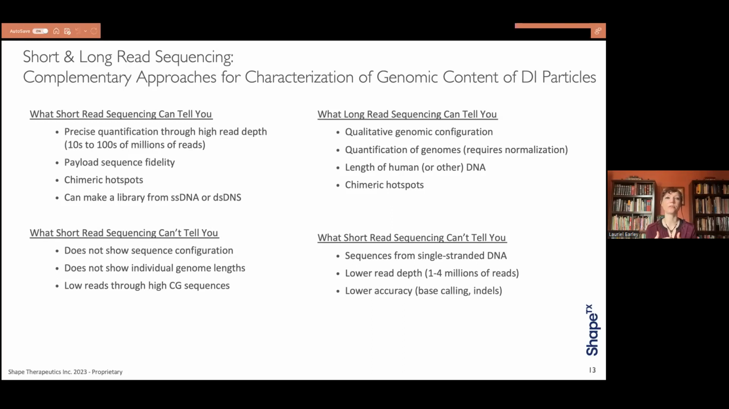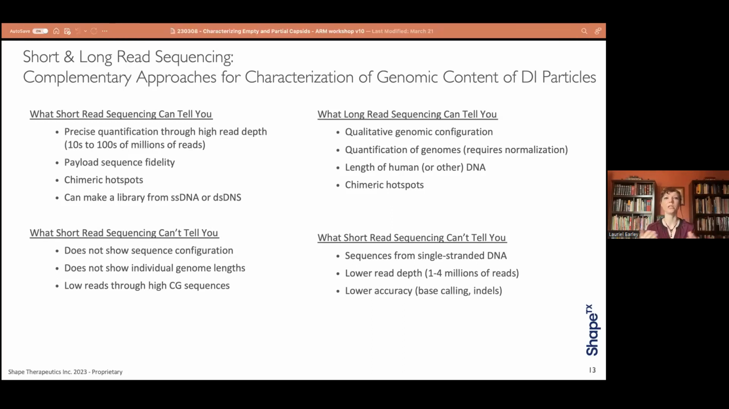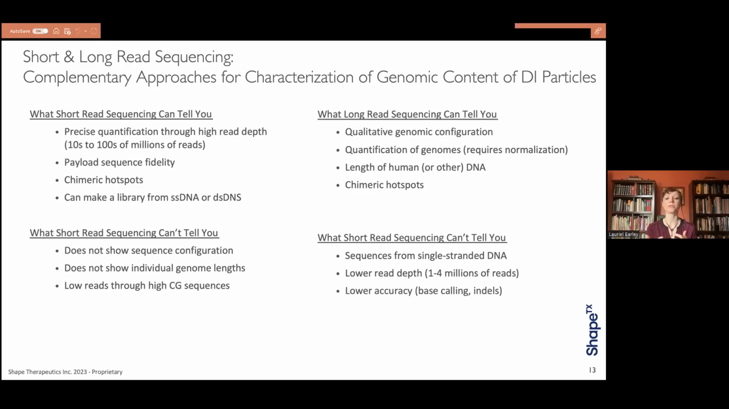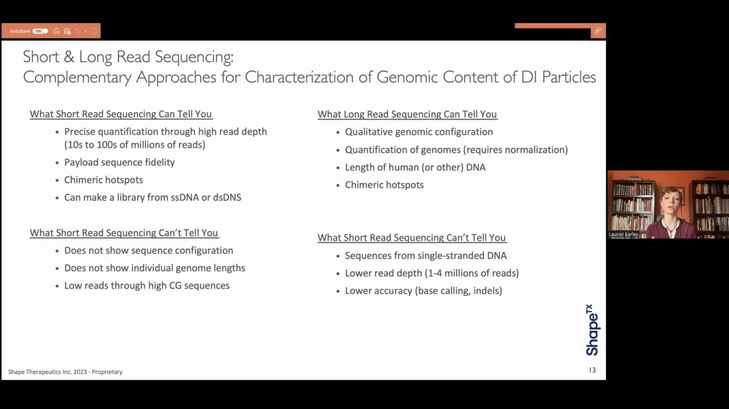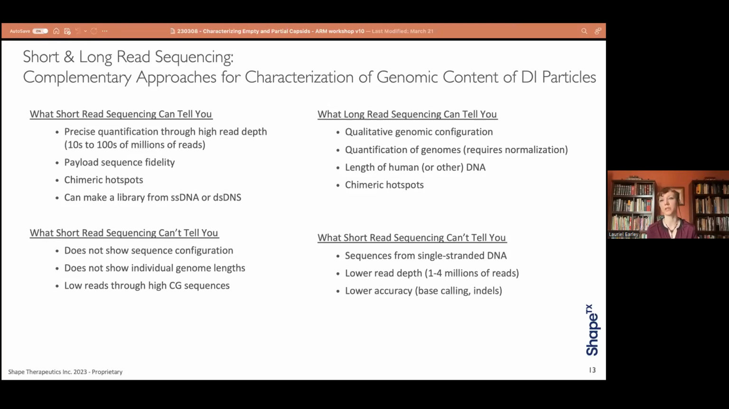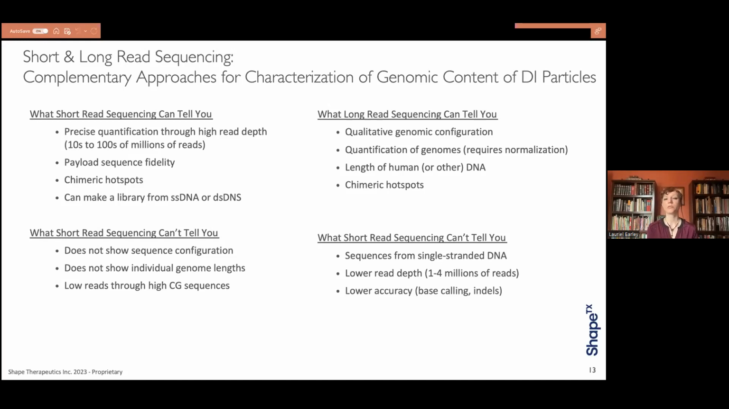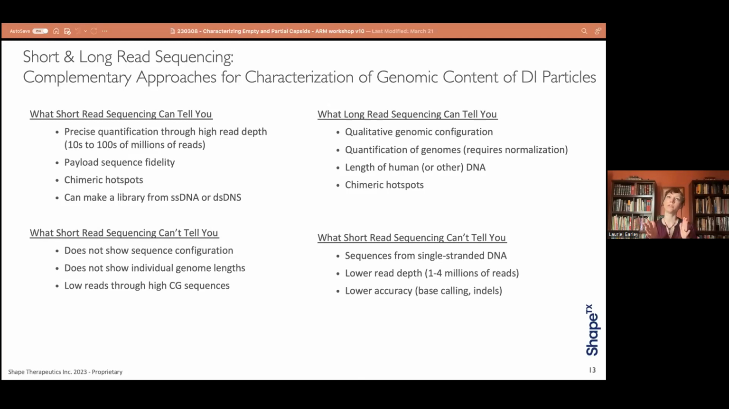What the short read sequencing can't tell you, though, is your overall sequence confirmation. It doesn't show individual genome lengths, and it also has some trouble with synthesizing through high GC-rich sequences like the ITRs of AAV. So your long read sequencing can tell you more qualitative genomic information. You can do quantification of genomes as well, but it's going to require normalization because both the nanopore and the PacBio have a bias towards smaller sized molecules. But it can tell you the length of individual genomes and also the length of any other contaminant DNA that might be in a genome. So that could be the length of human DNA, which I know is a thing of interest for many people.